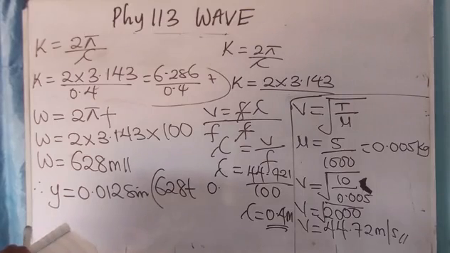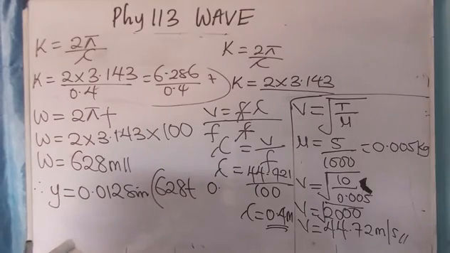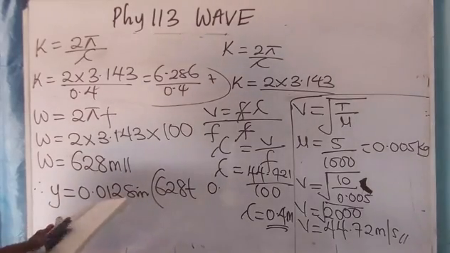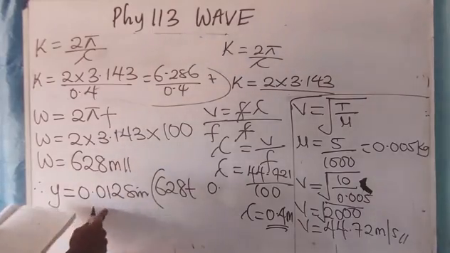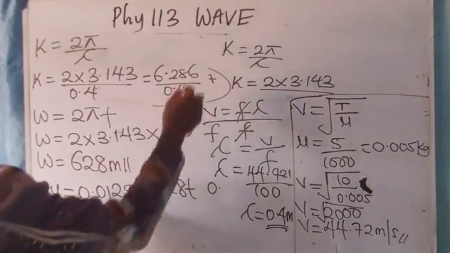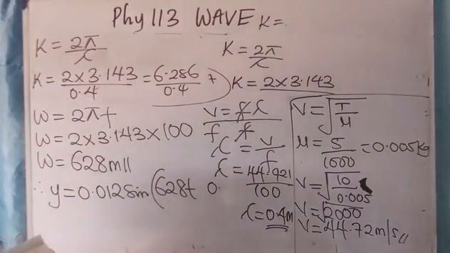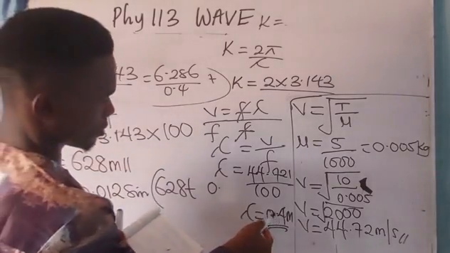Oh, am I getting it wrong somewhere? Where am I getting it wrong? Okay, so in the new equation, I've gotten this. The problem now is K. Or did I get it wrong here?